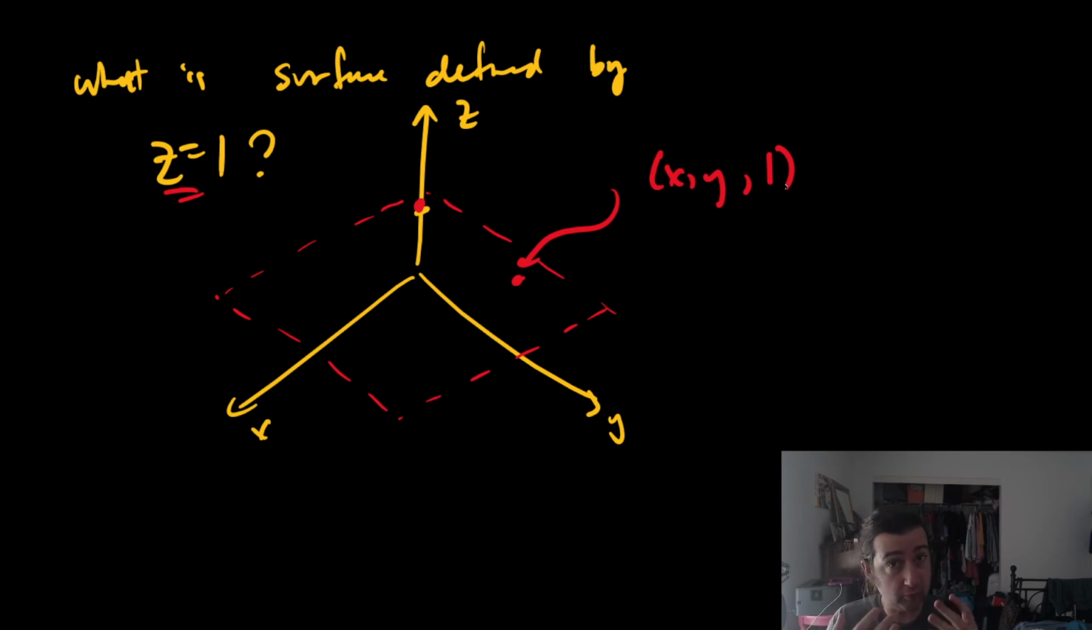The reason it's 2-dimensional is because we have 2 degrees of freedom. We can move in x, we can move in y, but the z value is locked into 1. So this is a plane that is parallel to the xy plane with z coordinate always equal to 1.